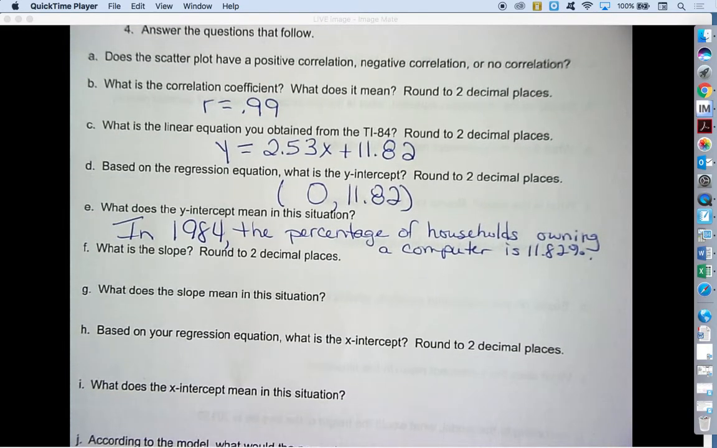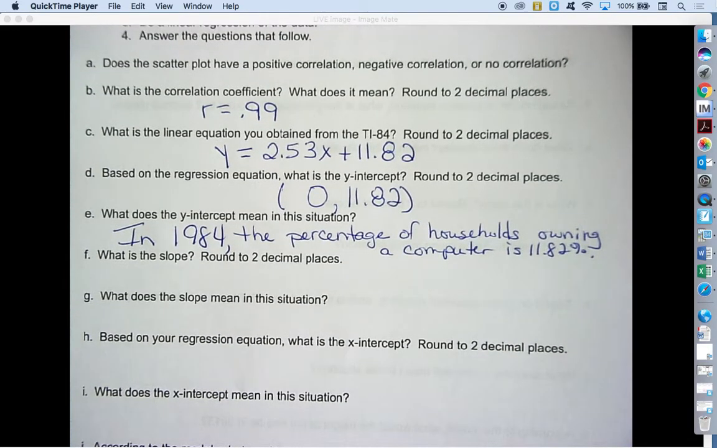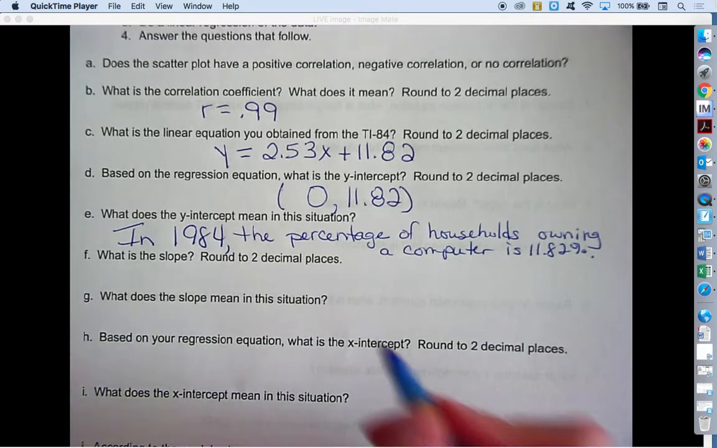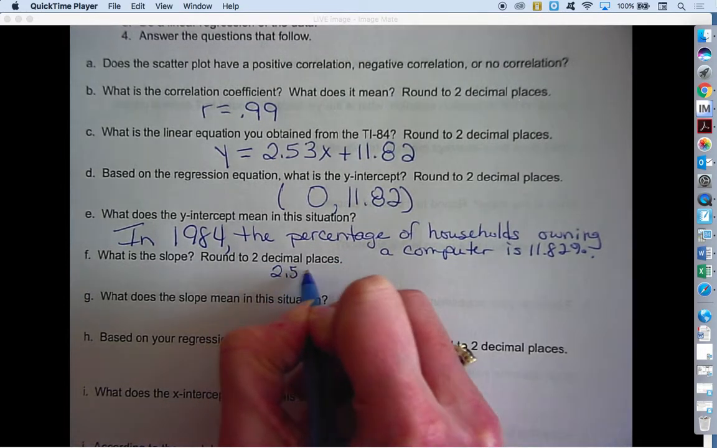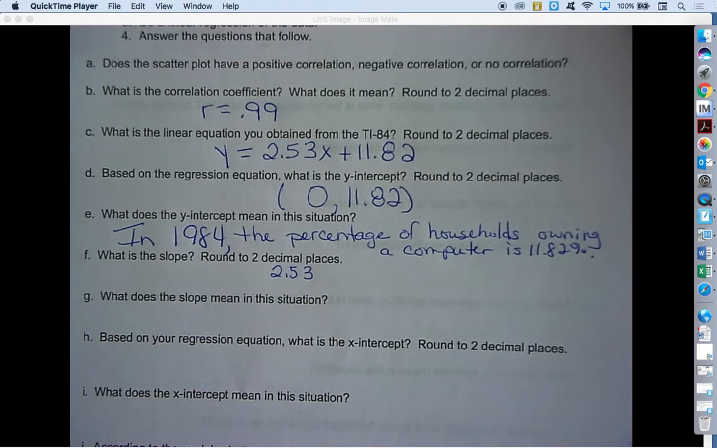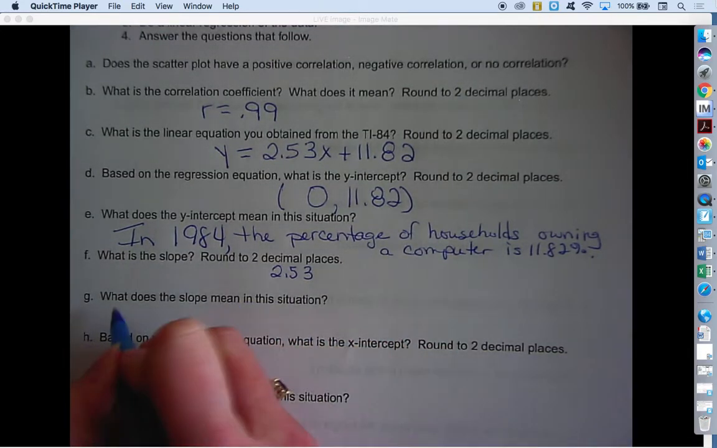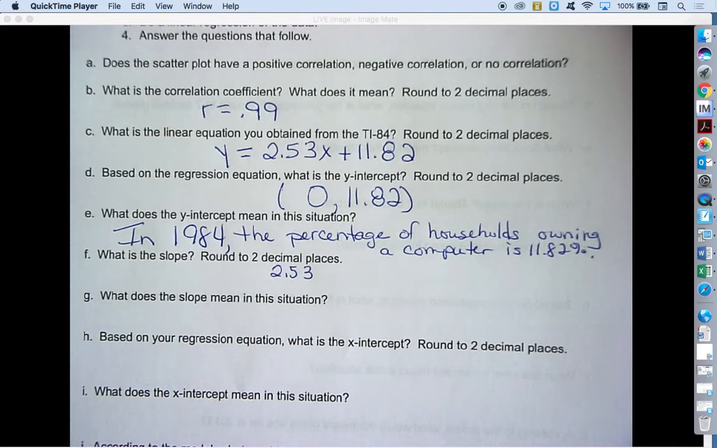Sean, how about the slope? What's the slope of our line? 2.5. How about 2.53? Do you know what this slope means in this problem? On average, each year goes up by 2.52%. Perfect. So he said on average, each year, the number of households owning a computer increases by 2.53%.